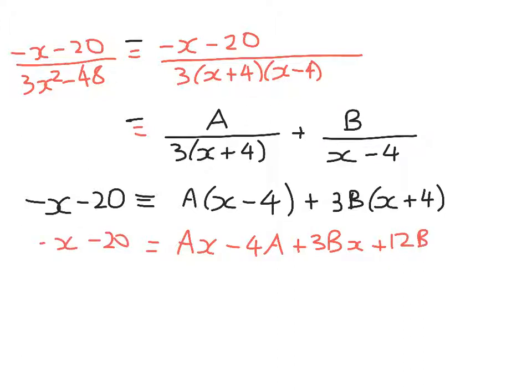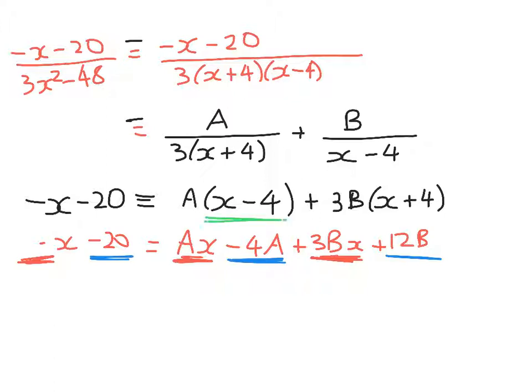So what I'd have to do next is collect up the ax and the 3bx and then match that up with the negative 1. Right, and the same thing here. Collect up the constant term, match it with the negative 20. But the faster way here again is to pick values of x that are going to get me to my a and b very, very quickly.